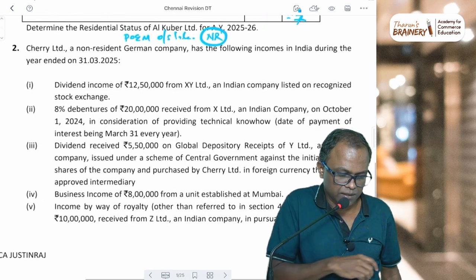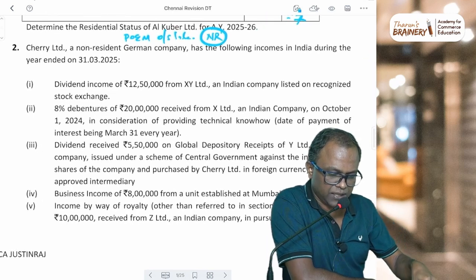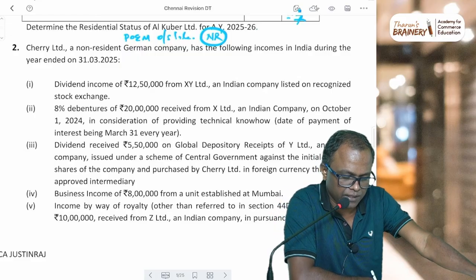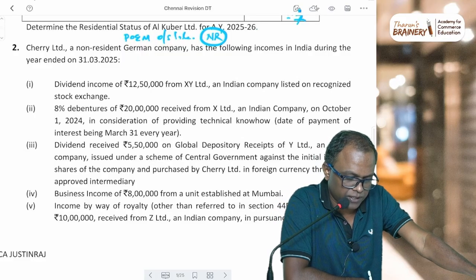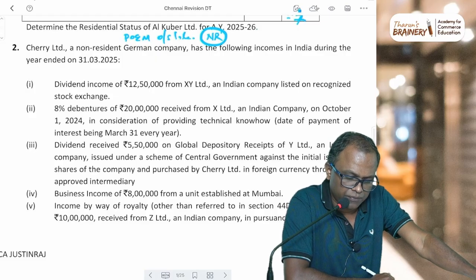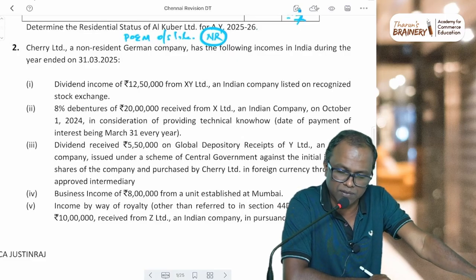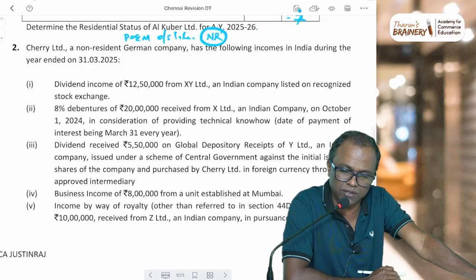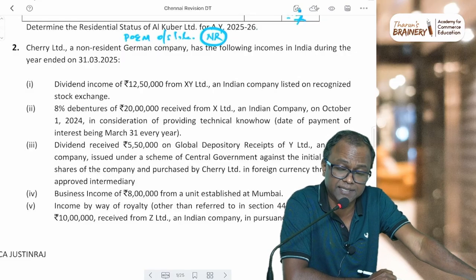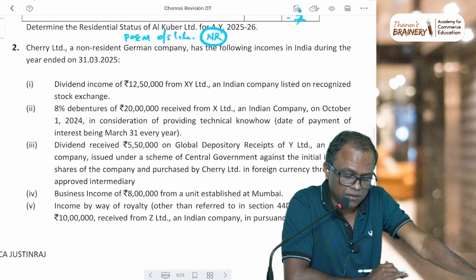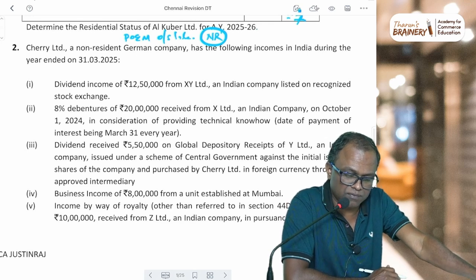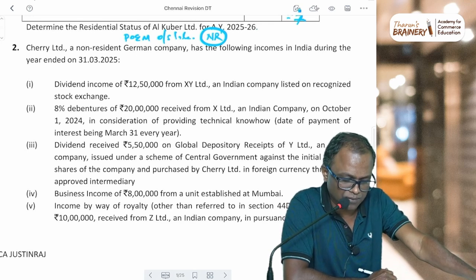So Cherry Limited, a non-resident German company, has the following income in India during the year ended on 31st March 25. Okay, it's a foreign company, non-resident. They're clearly saying non-resident. Dividend income of rupees 12,50,000 from XY Limited, an Indian company listed on recognized stock exchange. Whether the Indian company is listed or not, nothing to do with the dividend provision. Whether listed or unlisted, only one provision, 20% flat. But if DTAA says that a lower rate, that can be applied. Normally 20%. So this 12,50,000 will be taxable at a flat rate of 20%.